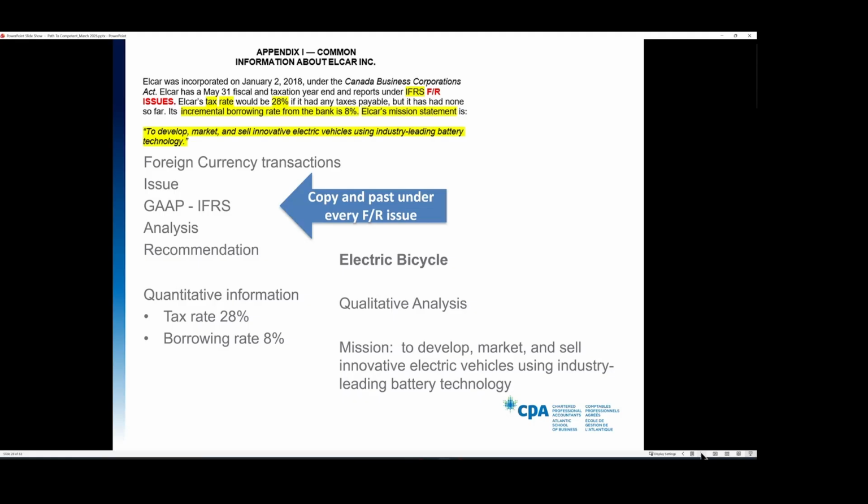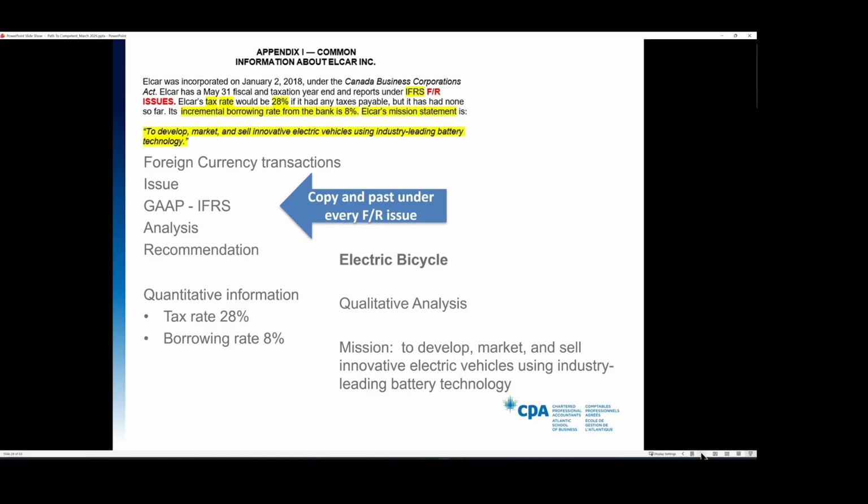Also, it says that the tax rate is 28% and that the incremental borrow rate is 8%. So I know that if I needed to do an NPV or anything, that's my discount factor. So again, I'm going to record that information there. Might need it, might not. But if I don't include it in my outline, I'm most likely going to miss it.